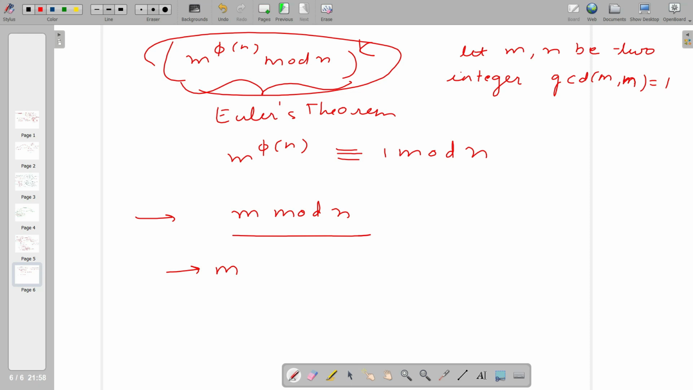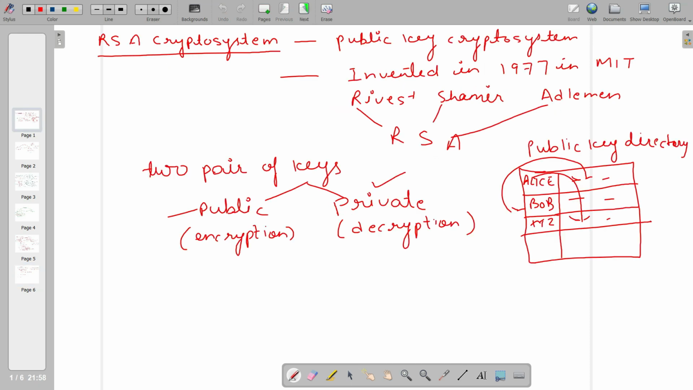So in upcoming videos we will be doing it with the help of examples. So let's take a quick revision. The RSA crypto system is a public key crypto system. It was invented in 1977 at MIT by the cryptographers Rivest, Shamir and Adleman, and the name RSA comes from taking the first letter of each researcher's name. Because this is a public key crypto system, it has two keys.